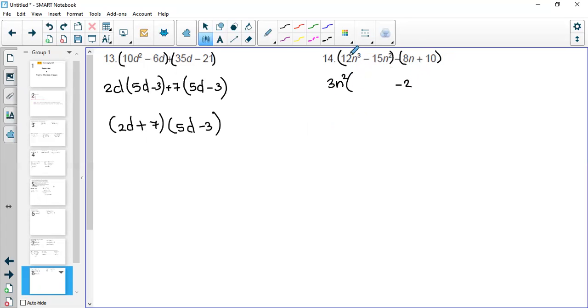Here I'm going to divide, so 12 divided by 3 is going to give me a 4, n cubed divided by n squared is just going to give me an n. Again, negative 15 divided by 3 is going to give me a negative 5, n squared divided by n squared is 1, so I just do not write anything there.